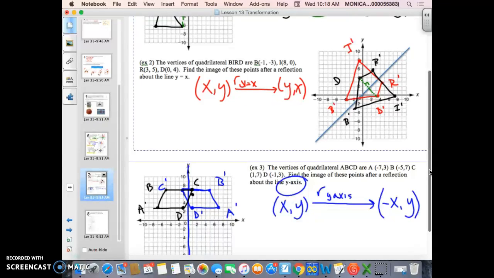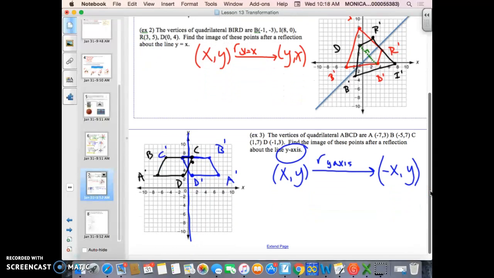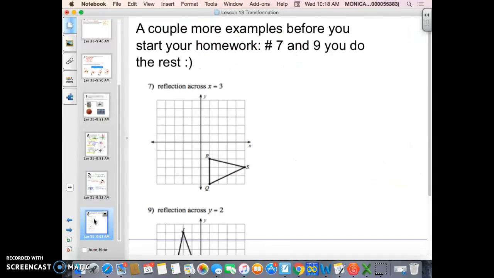And then lastly, across the y-axis, you're flipping across the y-axis, and so you should notice that the x coordinate changes, but the y stays the same. Okay, we're going to do a couple more, and then you're going to get a chance to do your homework. So a couple more situations: what if you don't reflect across the x or the y-axis? What if you reflect across the x equals 3 line?